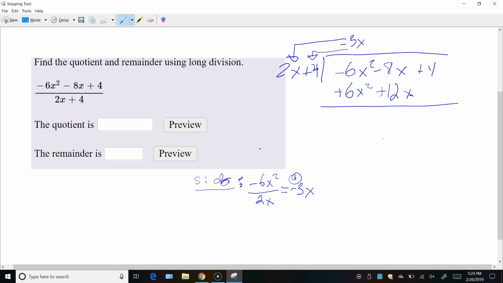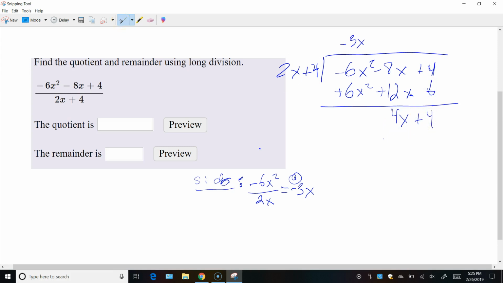And then, as in long division, you add straight down. So negative 6x squared plus 6x squared is 0. Negative 8x plus 12x is positive 4x. And then you bring the 4 at the end straight down, so it becomes plus 4.